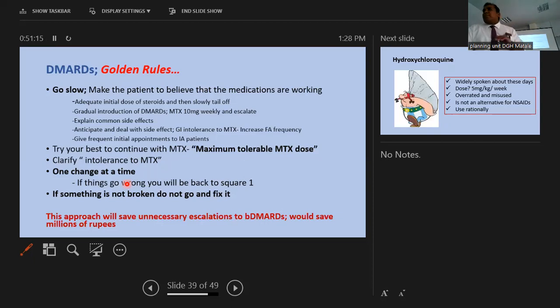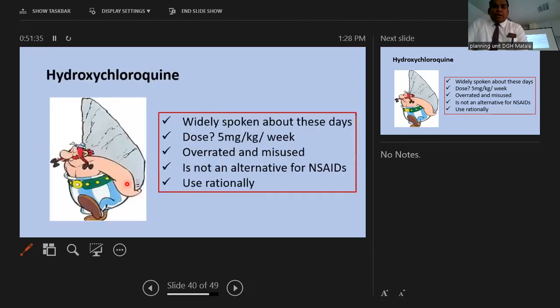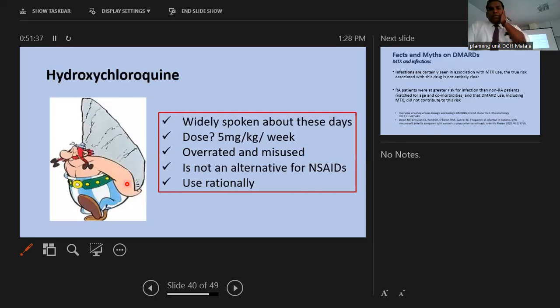This approach would prevent unnecessary DMARD escalation, as I mentioned. So these people would not go on to biologics if we follow this pathway, because we are preventing the joint deformities and so on. It would save millions when it comes to the health budget.